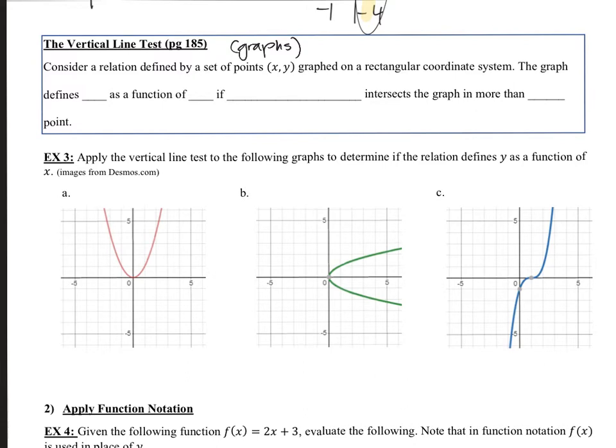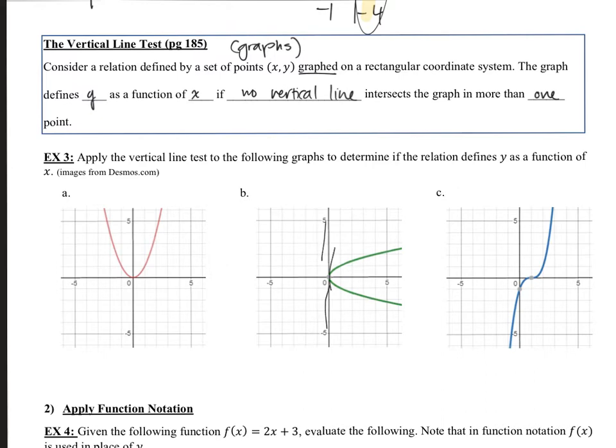So consider a relation defined by a set of points x, y, graphed on a rectangular coordinate system. The graph defines y as a function of x if no vertical line intersects the graph in more than one point. Okay, so I get the idea we're using a vertical line, and we're checking to make sure it doesn't intersect. What does intersect mean? That means cross. So we want to make sure it doesn't cross our graph in more than one point.